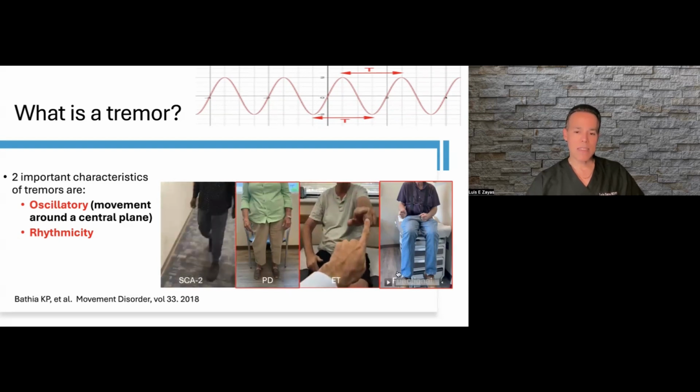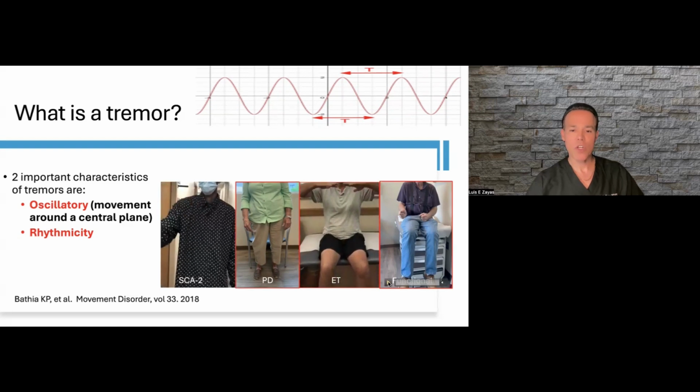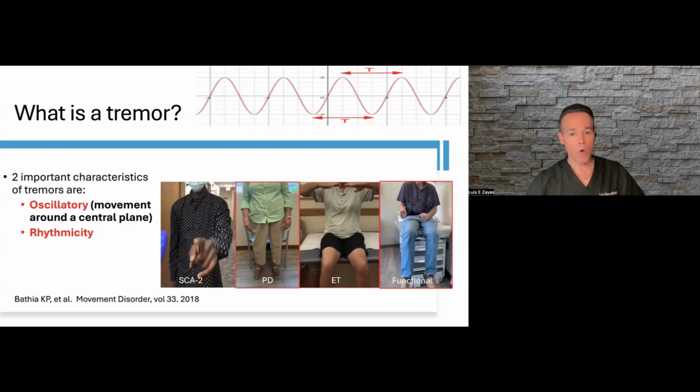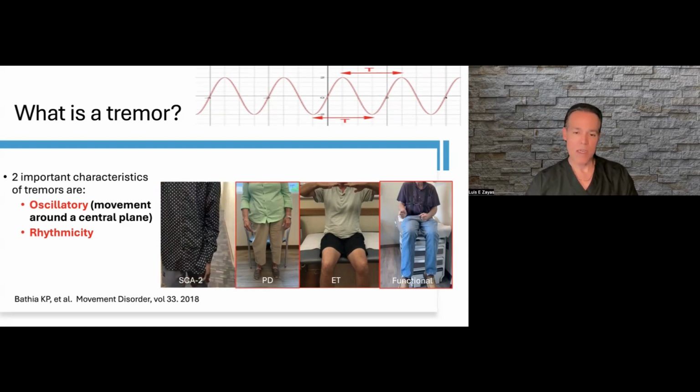Now, the last case I have here is what we call functional tremors. Functional or psychogenic tremor. This is how we used to call it before. Now we call it functional tremors. Very common. Approximately 20% of the patients that we see in the movement disorder clinic have functional neurological disorder.